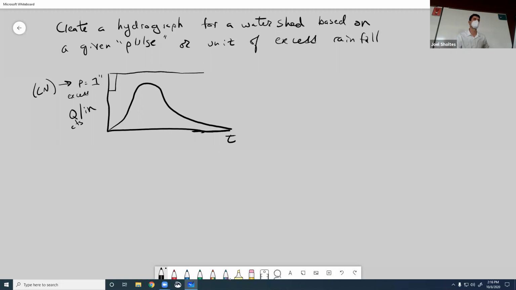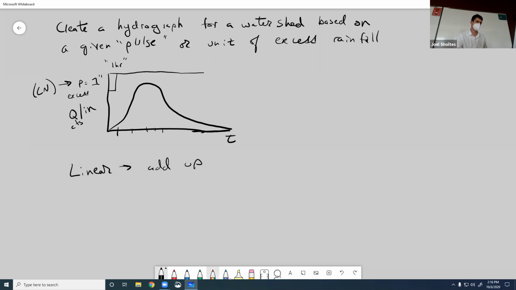Yes, so constant intensity. So here's a rainfall event, and say this is 1 hour. We have 1 inch over 1 hour, and this is our unit hydrograph. Now, the way this works is it's a linear system, so we're assuming that unit hydrographs work linearly, meaning we can add them up.